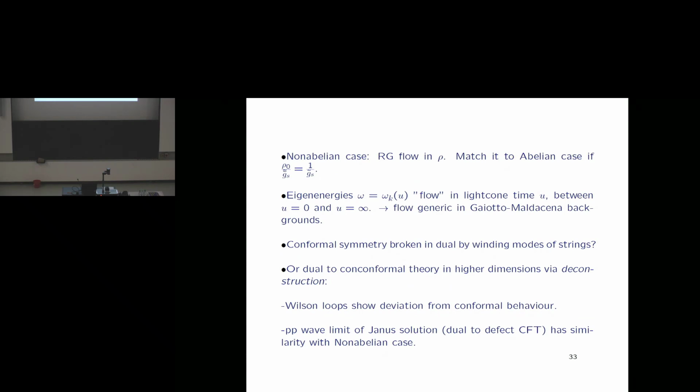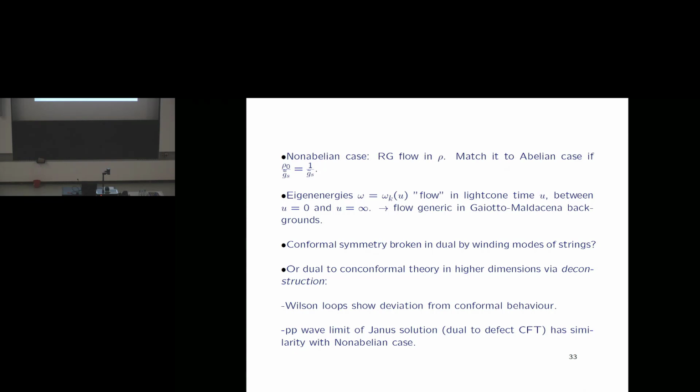In the non-abelian case, we find a sort of renormalization group flow in one of the directions, the direction of the T-duality. And this corresponds to a flow in light cone time between u equal to 0 and u equal to infinity, and it seems to be generic, not just to the particular background that we consider, but to more generic Gaiotto-Maldacena backgrounds.